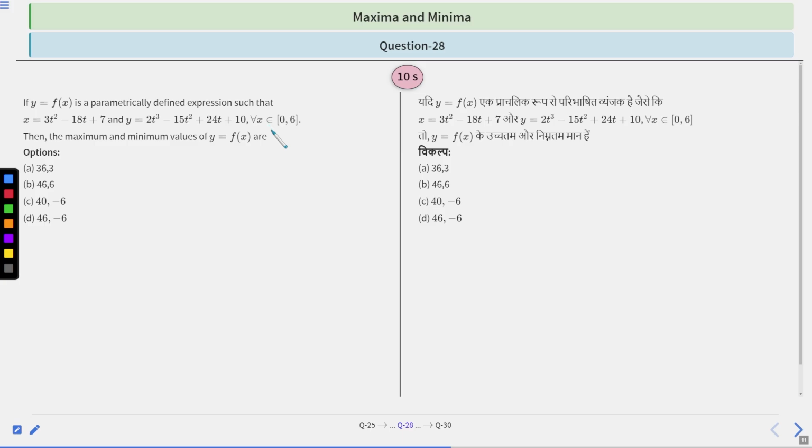And also see, since x belongs to 0 to 6, we must check the endpoints also, right? With the critical points, we have to check endpoints also to see whether the function has maxima or minima at endpoints or not, right? So in this way, you can approach this question. You have 10 seconds to solve this question. After 10 seconds, we'll discuss the solution.